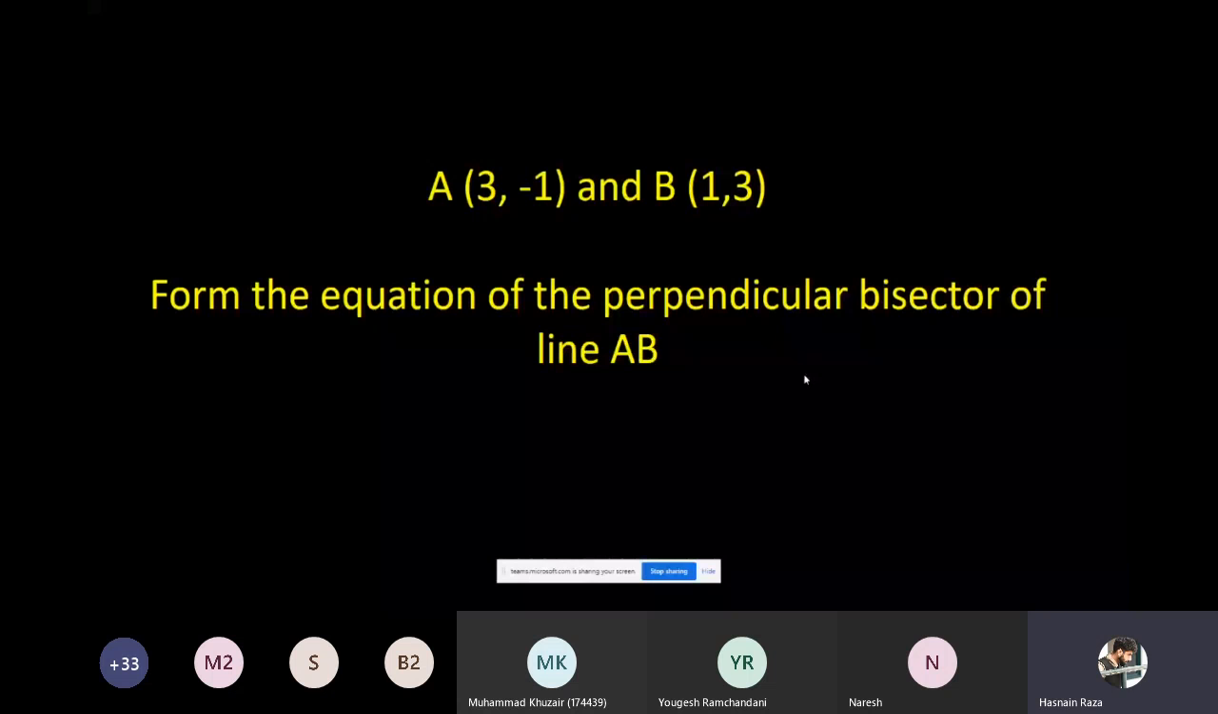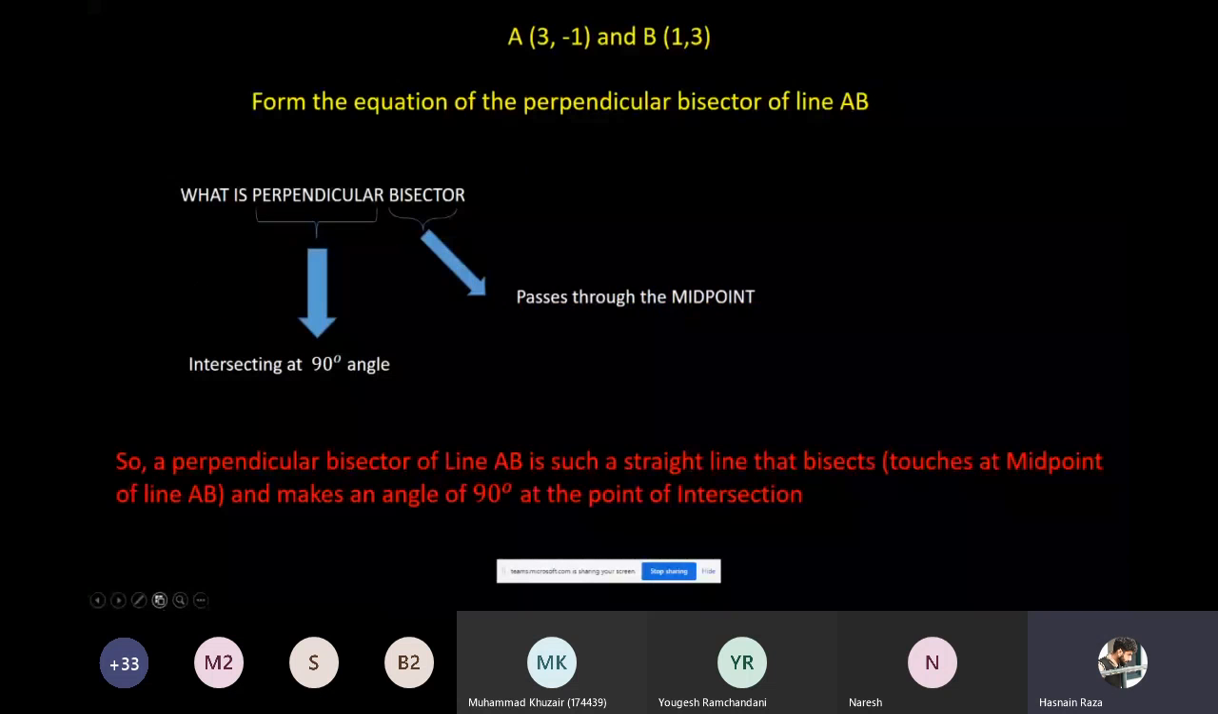bisector of line AB. So first of all, we must know what is the meaning of perpendicular bisector. Perpendicular bisector itself is a composition of two words. The first one is perpendicular, the second is bisector. Perpendicular means intersecting at an angle of 90 degree.